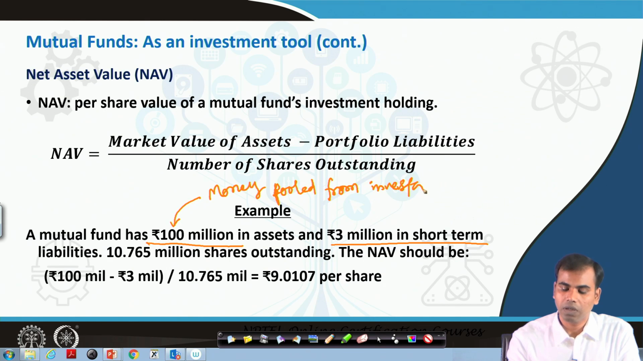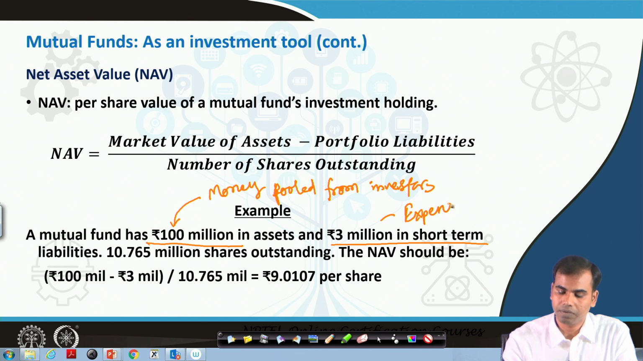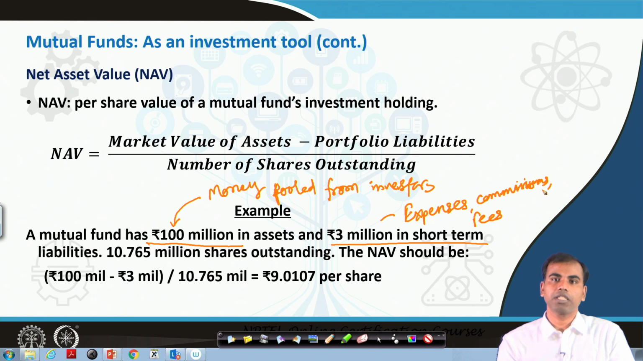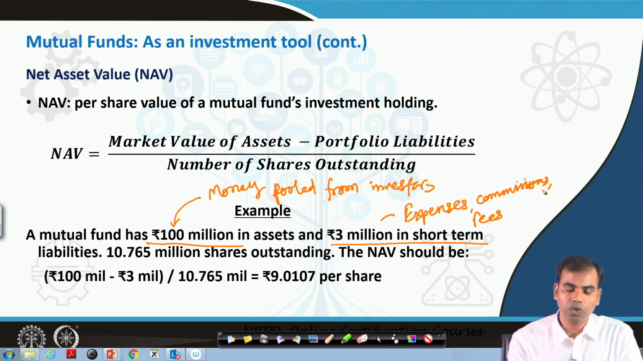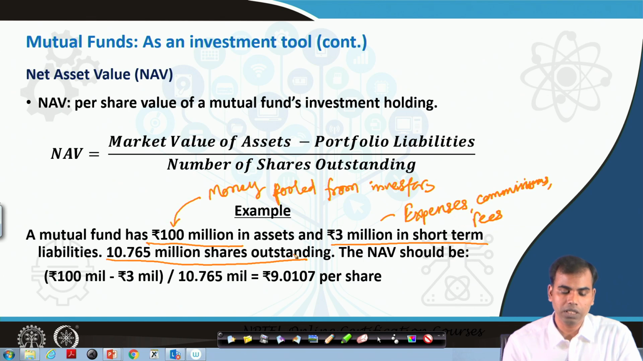And these are the liabilities, which basically include the expenses or any other commission or fee that is chargeable for managing the mutual fund. So, if these two are the values considered to be assets and liabilities, and the number of units issued to shareholders is 10.765 million, we can calculate the net asset value of this mutual fund as follows.